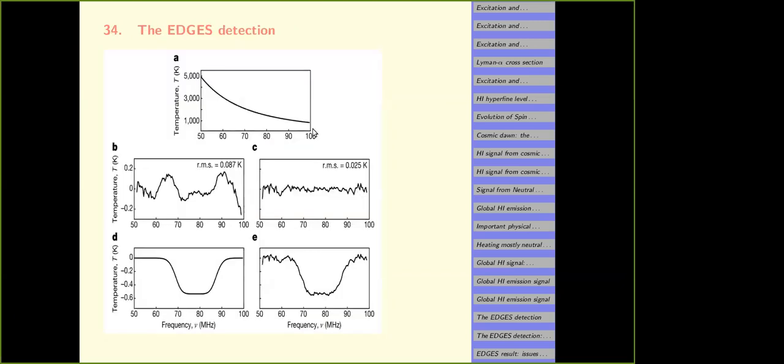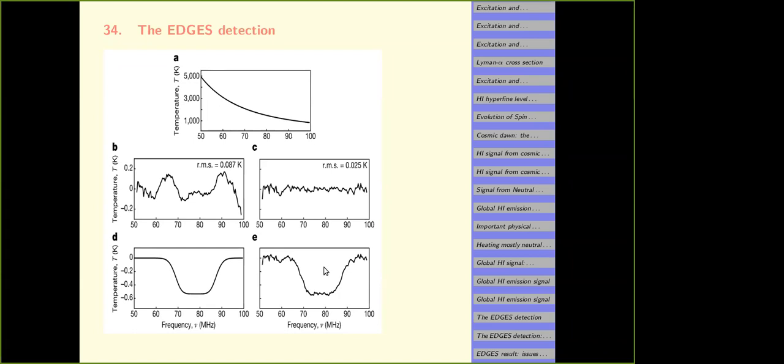But something changed this entire scenario a few years ago, and that's what I'm going to discuss next and finish my talk with. It is what's called the EDGES detection. EDGES is an experiment that is working in a frequency range between roughly 50 and 100 megahertz. You can see the frequency range it's working in. And what they found is a steep absorption trough.